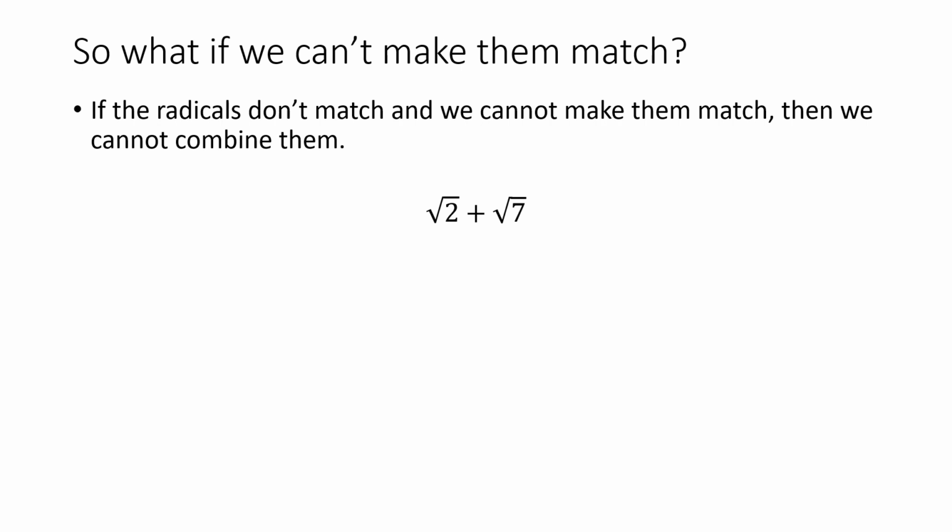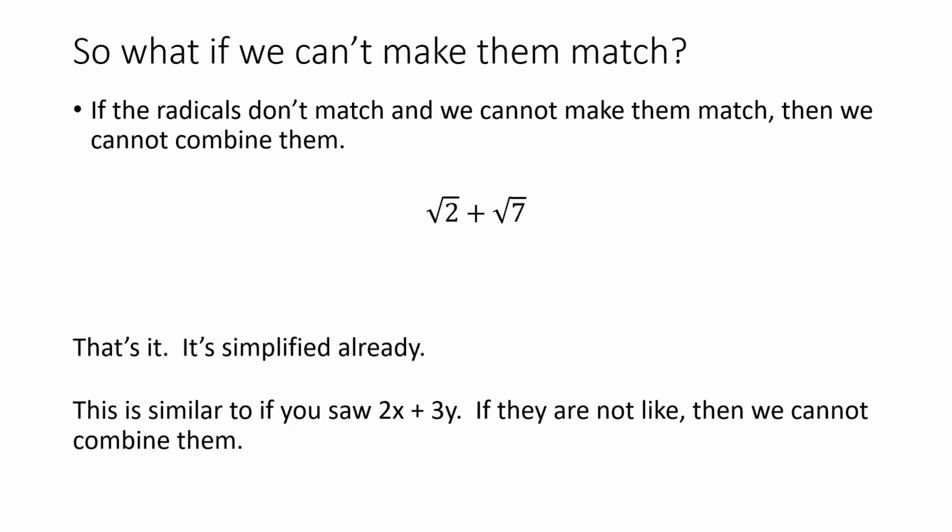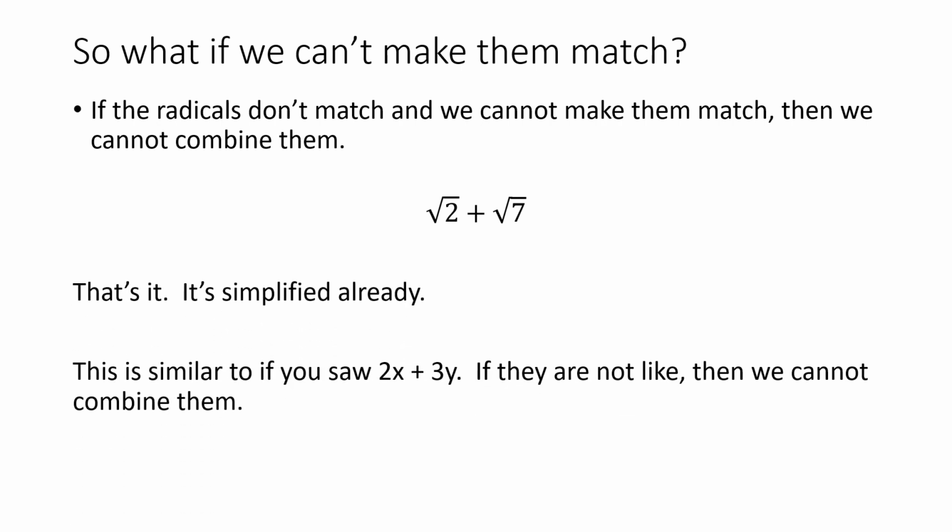So simply looking at that, we have the root 2 plus root 7. Okay, you can play around with that for as long as you want, but they don't match. That's it. It's simplified already. So root 2 plus root 7. Do not say it is root 9 and then take the square root of that and get 3. Nope, nope, nope. Okay, it does not work. You could put it into your calculator and see that you have totally different numbers. That is simplified already. That is as far as you can go.